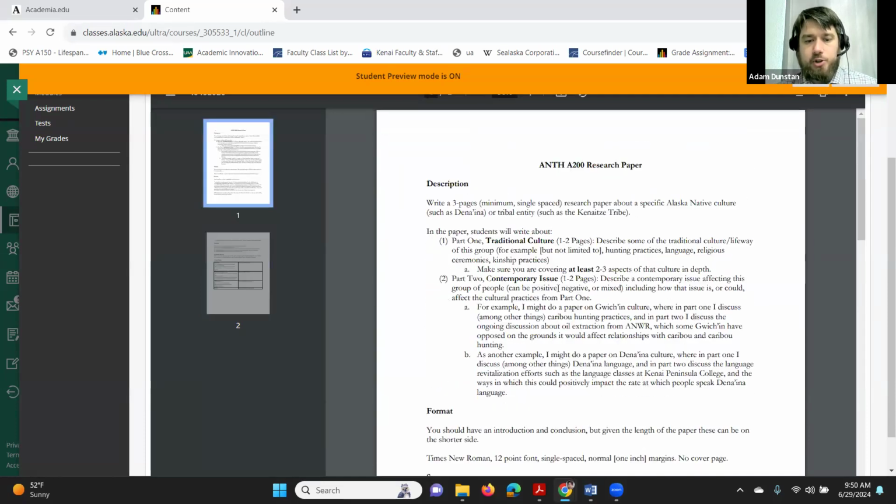All right, so it's a research paper though, and it's got 2 parts. The first part is traditional culture. We're going to pick one of the Alaska Native cultures, and you're going to write a couple of pages about some aspects of traditional culture. You cannot cover everything, so pick 3 or 4, right?